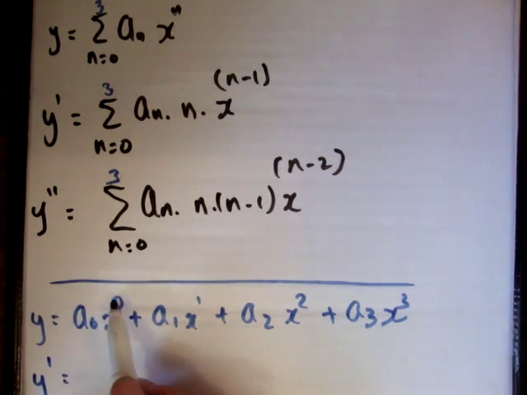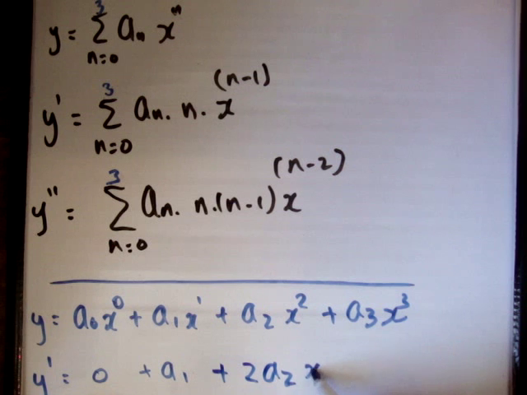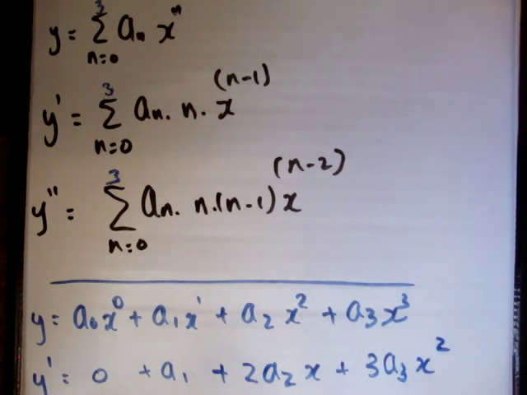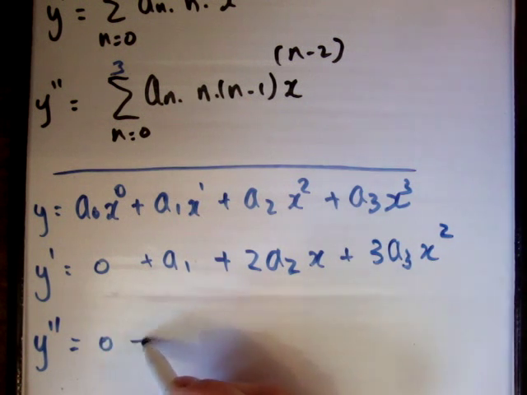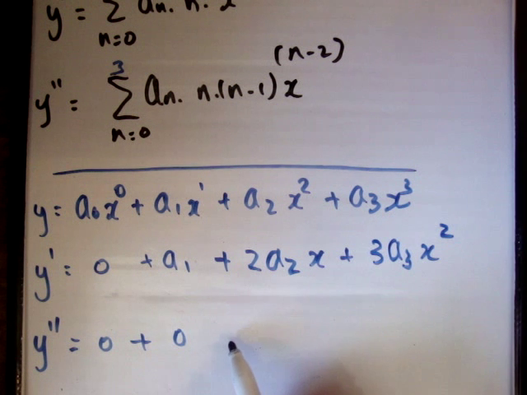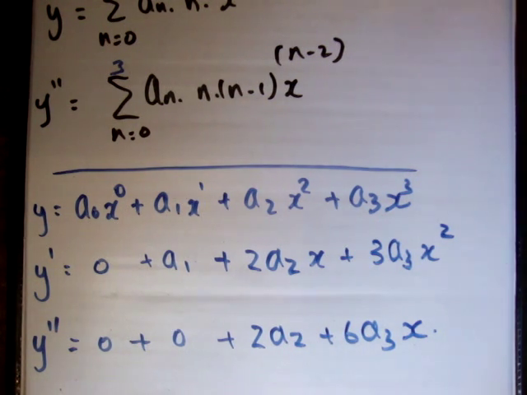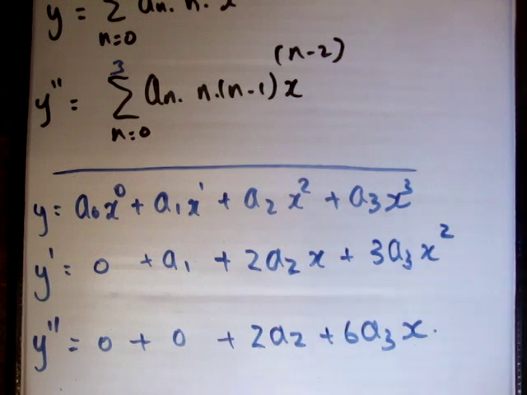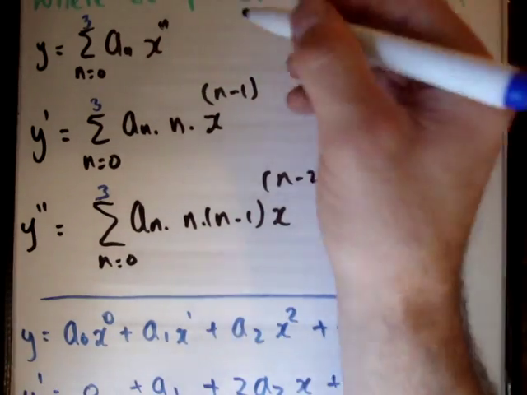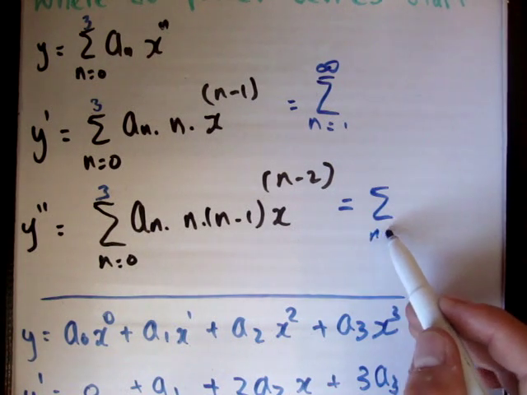So y prime becomes, I'll differentiate this, we're going to clearly get 0 plus a1 plus 2a2x plus 3a3x squared. And finally, if we expand y double prime, we're going to get the following. Of course, because this is a constant, when you differentiate it, it just goes to 0. Like so. Now if you look very closely, you can see that for the first derivative, the first term was 0. For the second derivative, the second term was 0. For the nth derivative, the nth term is equal to 0. So if we go back up here, we can rewrite these. We can say that this one here is the same as n is equal to 1 to infinity, and this one is the same as n is equal to 2 to infinity.